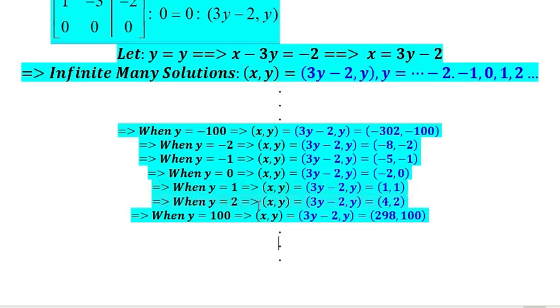When y is 2, 3 times 2 is 6, 6 minus 2 is 4, then x is 4. When y is 100, then 3 times 100 is 300, 300 minus 2 is 298. Then you go to infinity with the negative and to infinity with the positive. And that is infinitely many solutions.